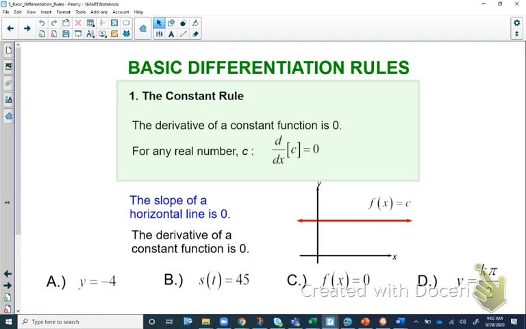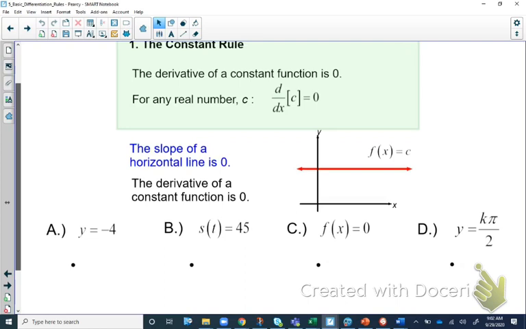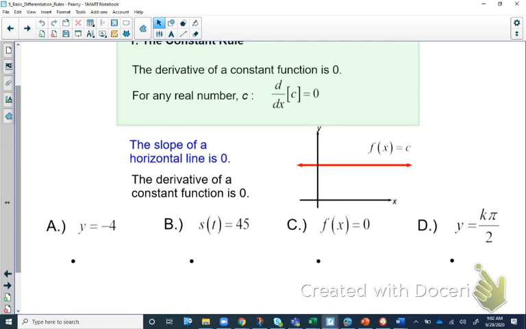The first thing you're looking at here is taking the derivative of a constant. What it's telling you in the box is that the derivative of a constant is going to be 0. Keep in mind, a derivative is the slope of a tangent line, and the only way to be tangent to something that's already horizontal is to remain horizontal.